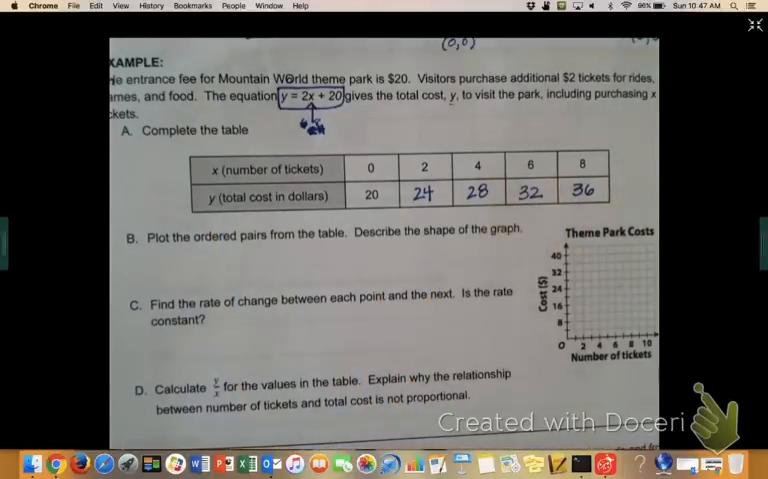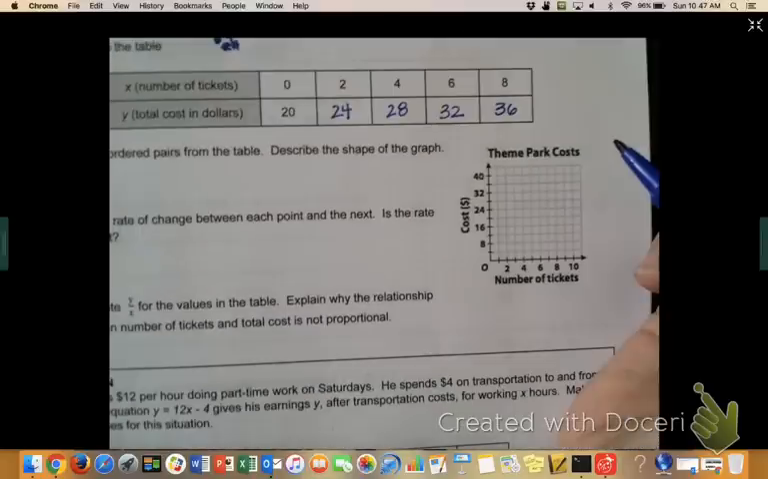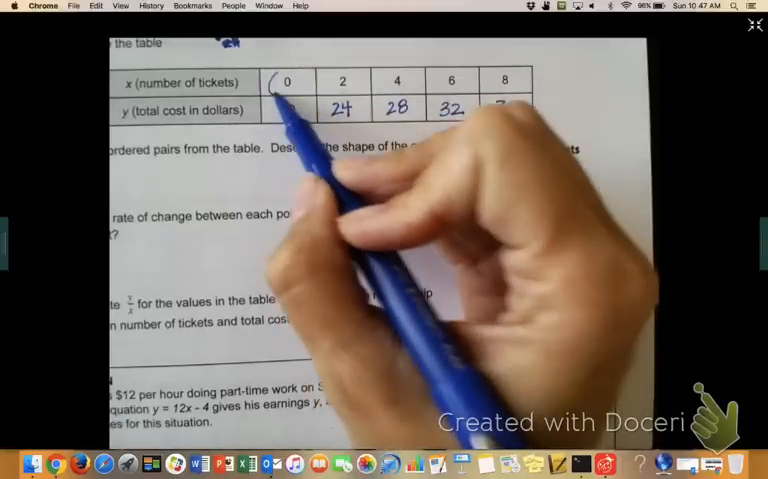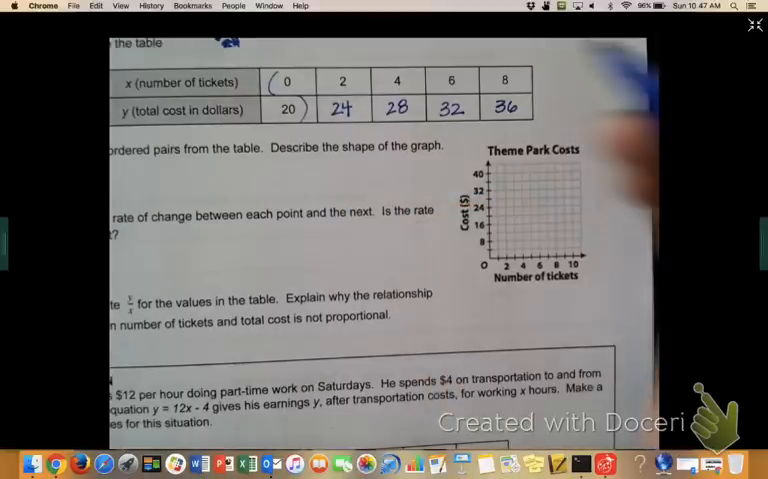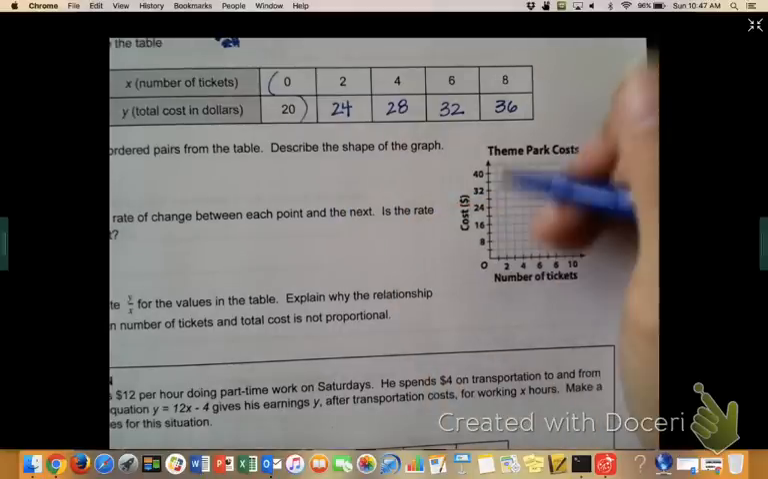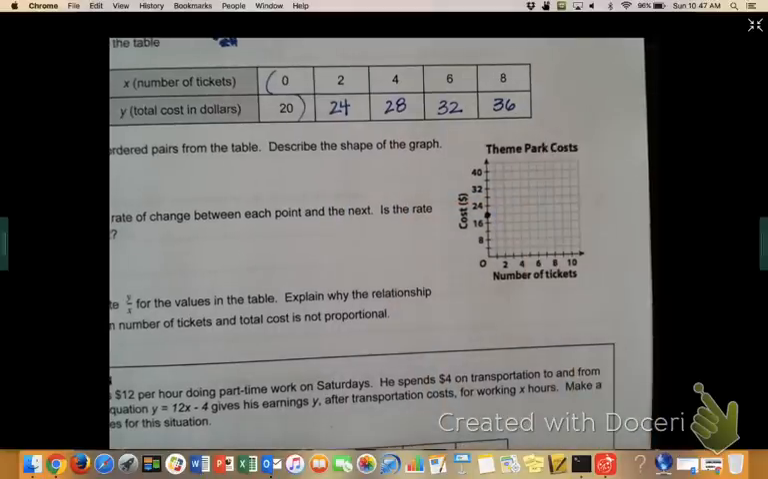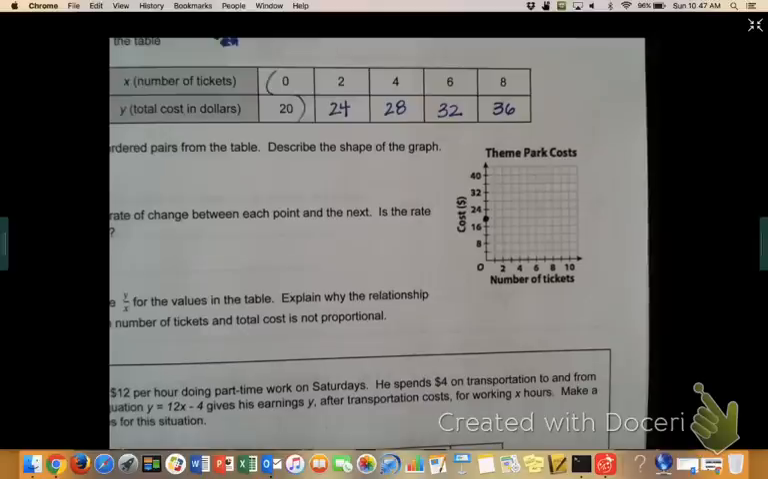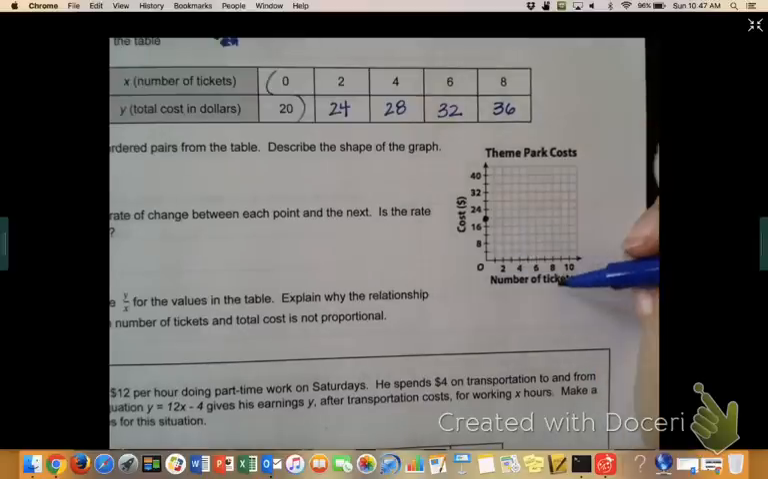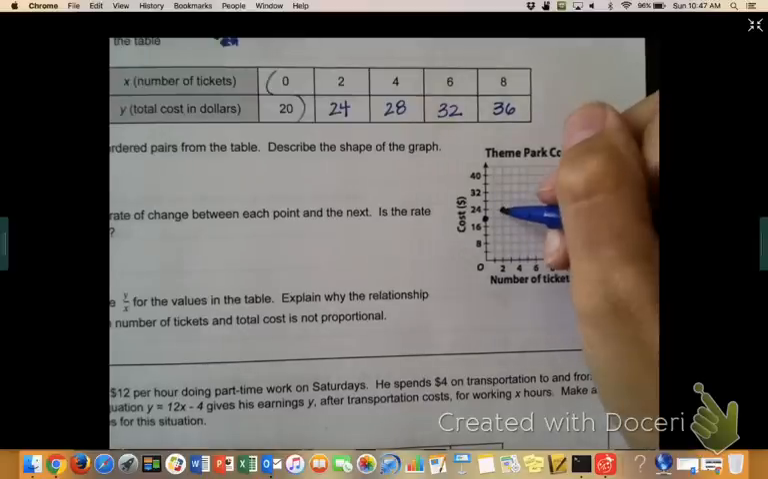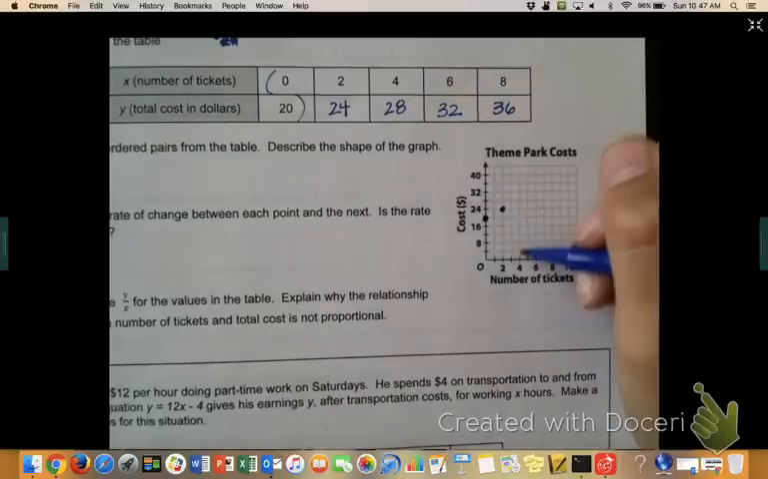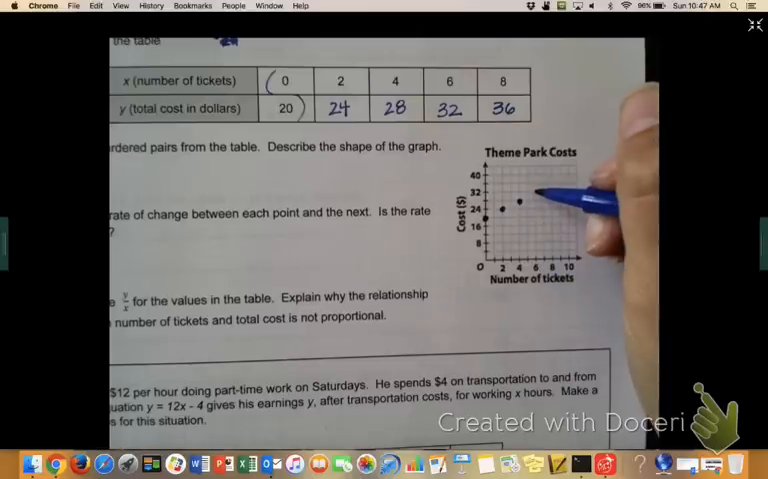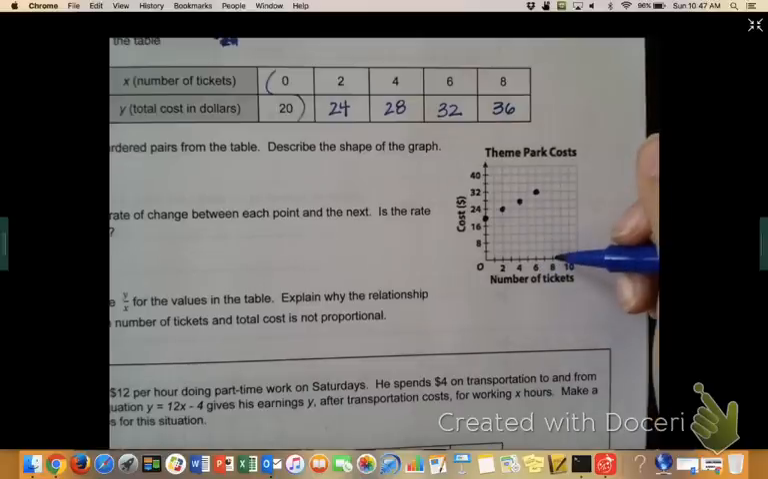Now we're going to plot these ordered pairs from the table. So again, all you have to do to plot the ordered pairs is take one of our x and y values and turn it into a coordinate point. So 0, 20. So at buying 0 tickets, it still cost you $20 to get in. So put that dot on the y-axis. If we bought 2 tickets, it would have cost us a total of $24 that day. So go over to 2 tickets and $24. 4 tickets, 28. 6 tickets, 32. 8 tickets, 36.